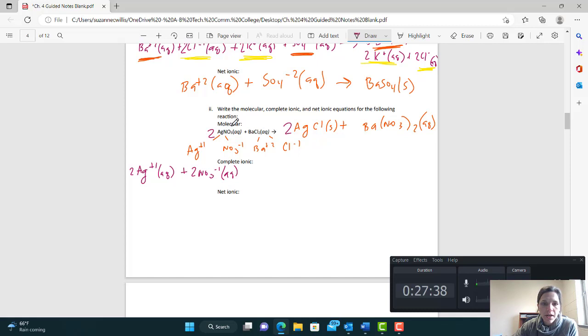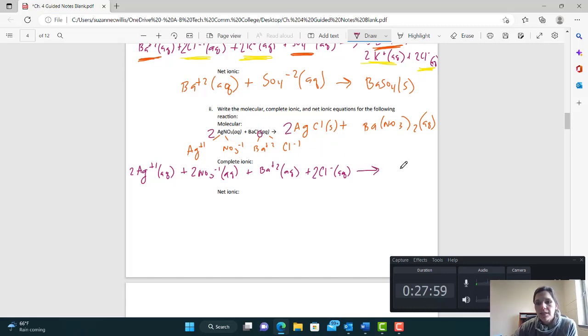Okay, that's the first compound. There were 2 of each ion. And then a barium and a chloride. There's 2 chlorides if you'll notice. Watch that. See how there's 2 right here?